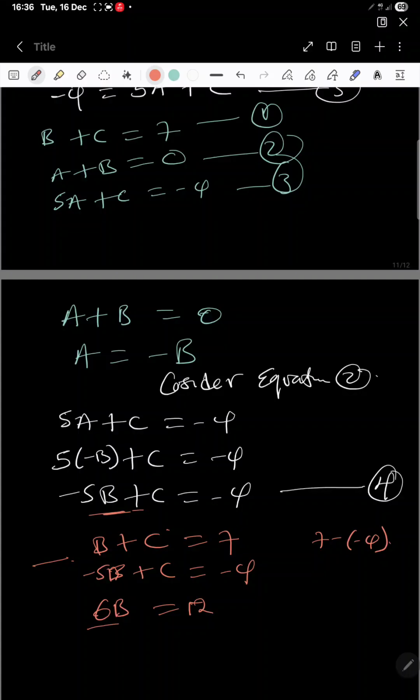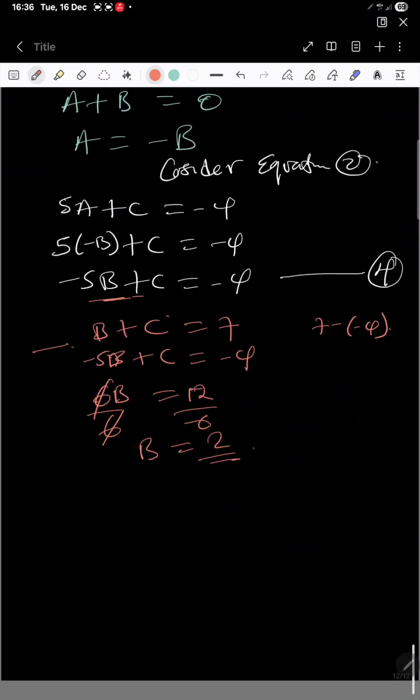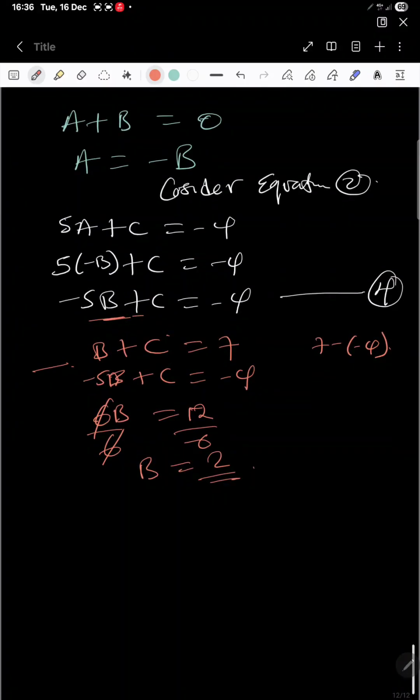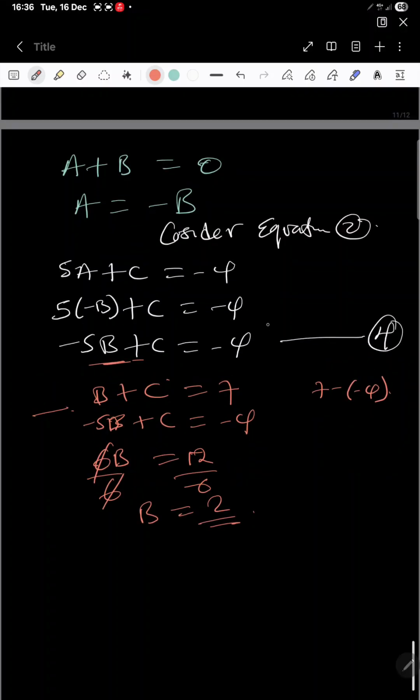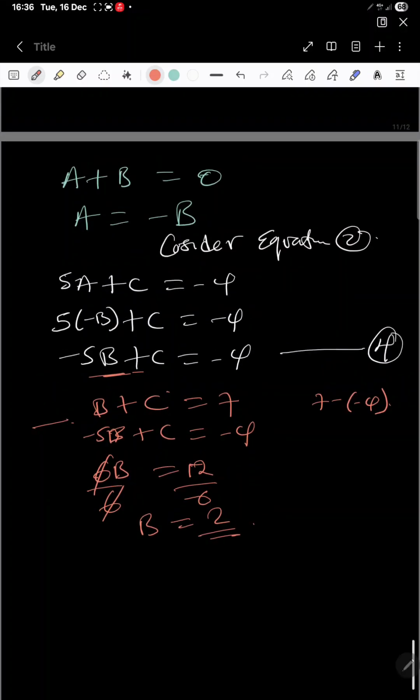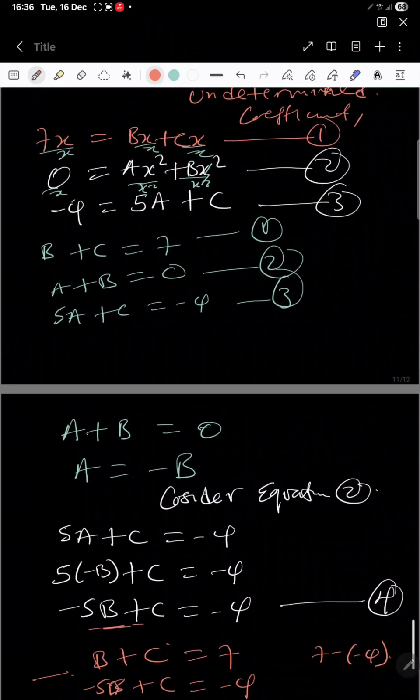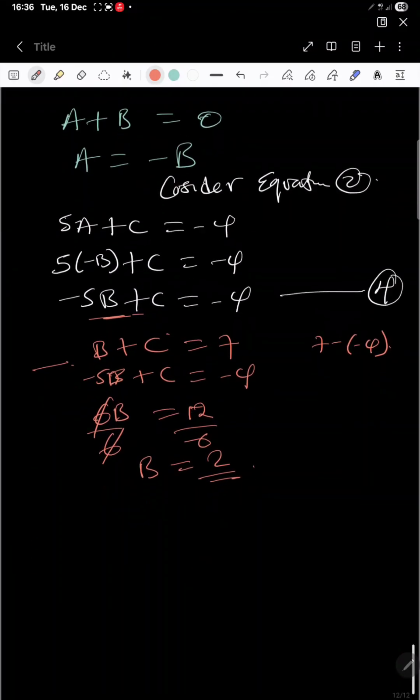Then for you to get the value of b, say over 6, and therefore your b is going to be 2 there. Then to get the value of c, you can get an equation. Maybe you can pick equation 1, which is b plus c is equal to 7.